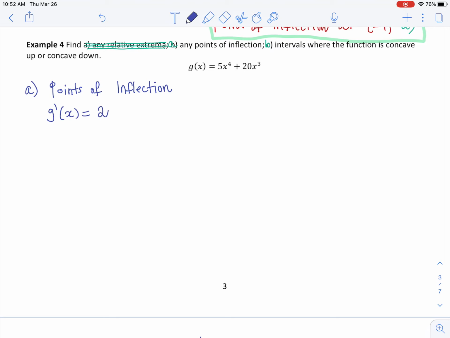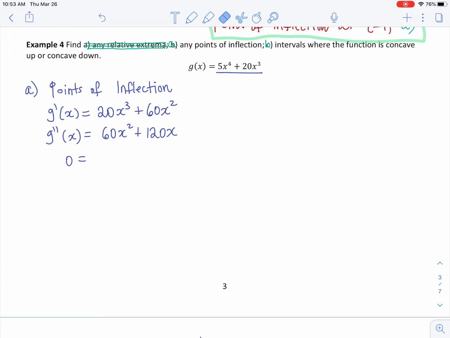First, find g prime. g prime is 20x to the third power plus 60x squared, right? Take the derivative of the original function, and that's good. Then g double prime, because in order to find concavity and points of inflection, you need the second derivative. That's going to be 60x squared plus 120x. And what do you do? You set this equal to 0.